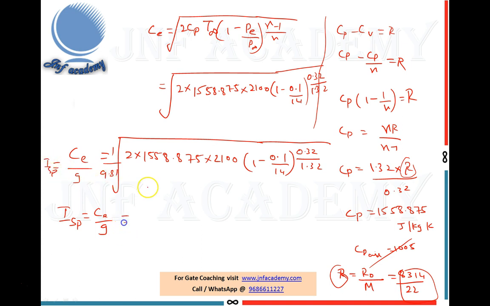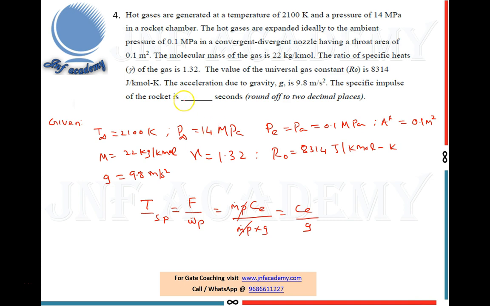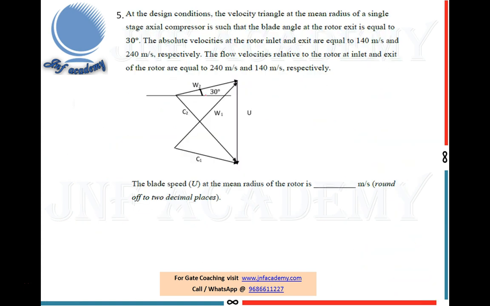If you solve this and substitute the mathematical values, you will get the value to be 218.17 seconds. So that's the specific impulse of this particular problem. The answer is 218.17 seconds. So, moving on to the next question.